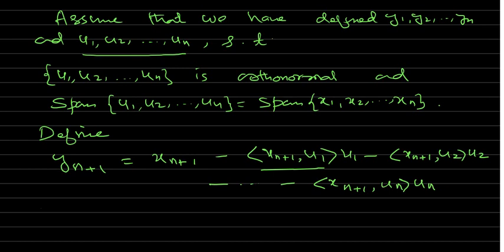So in order to find the normal vector un plus 1, that's equal to yn plus 1 divided by norm of yn plus 1. For that, we must have this yn plus 1 be non-zero. So one thing is clear, that if it's equal to 0, then xn plus 1 is equal to this. It is in the span of u1, u2, un then. So if yn plus 1 is equal to 0, then what will be xn plus 1? It's the sum of these vectors. Then xn plus 1 will be equal to the inner product of xn plus 1 with u1 times u1 plus up to the inner product of xn plus 1 with un times un. So it's a linear combination of these n vectors u1, u2, un.